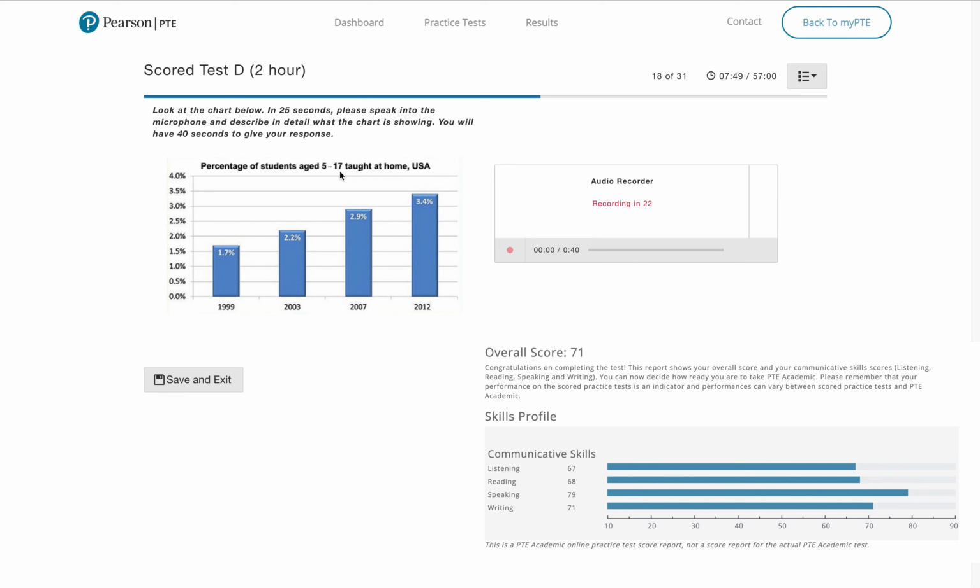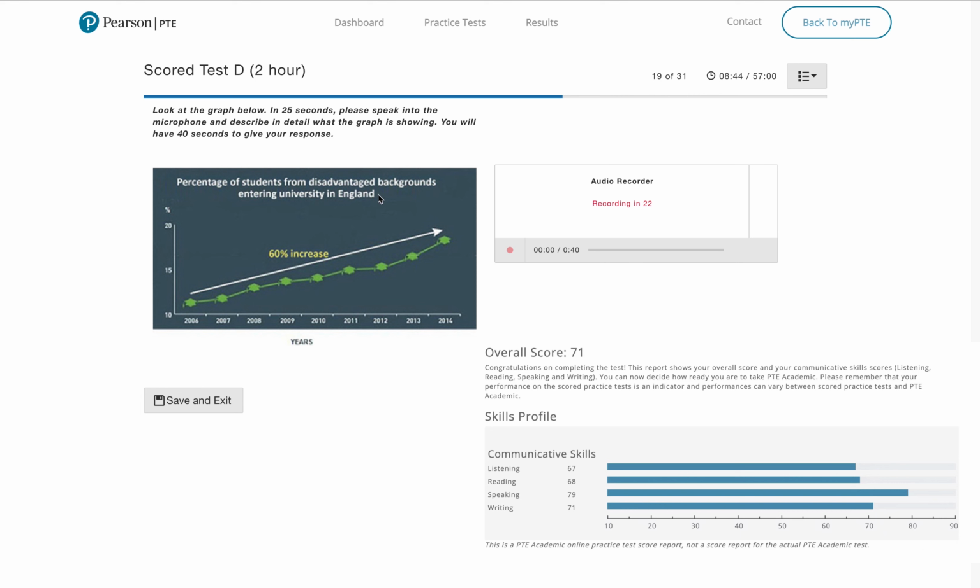Percentage of students aged 5 to 7 taught at home in USA. This graph shows information about the percentage of students aged 5 to 7 taught at home in USA from 1999 to 2012. According to the graph, the largest number can be found in 2012, which is about 3.4%. The smallest number can be found in 1999, which is about 1.7%. We can see 2003 and 2007, 2.2% and 2.9%. In conclusion, this graph is very interesting and useful.